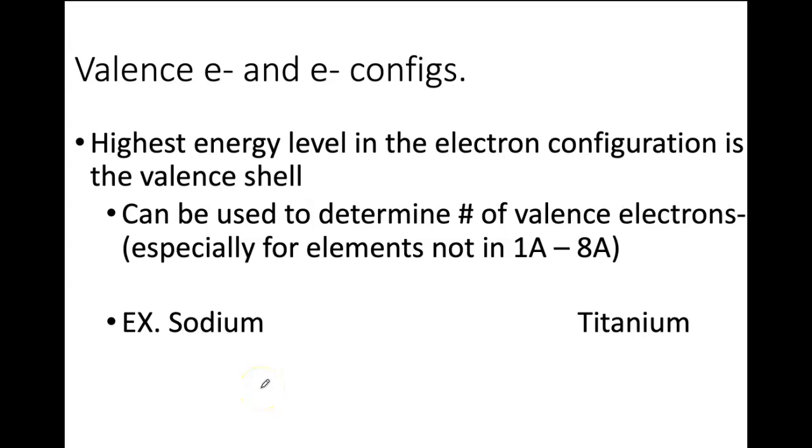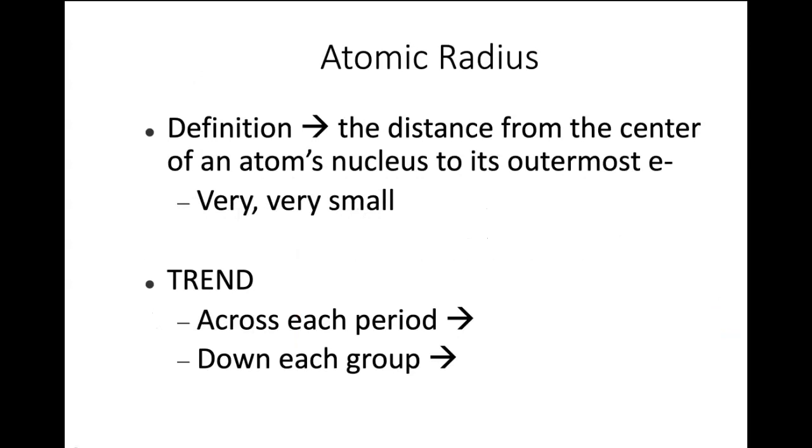Another example would be sodium. Find sodium and see if you can figure out how many valence electrons it has. And titanium. I'll give you a second to do both of those. Now keep in mind, this is only for the elements in the A groups. It will not work for the transition metals, which are in the B groups.